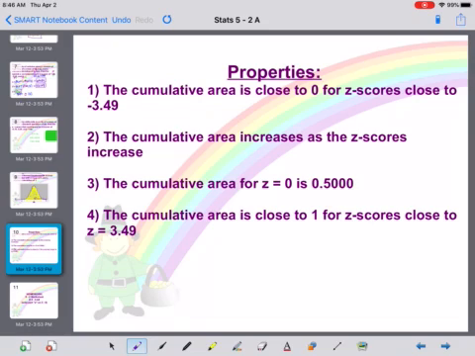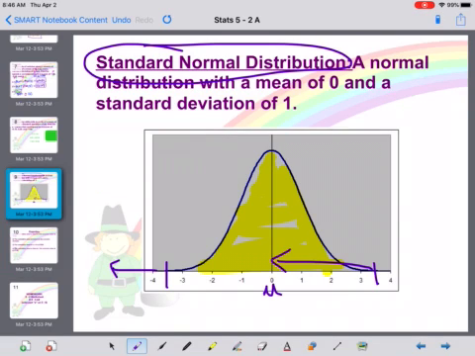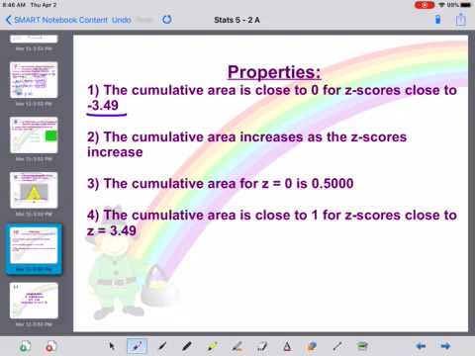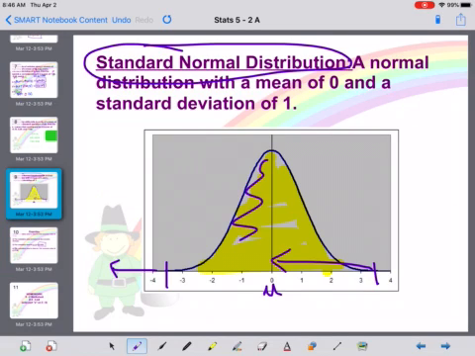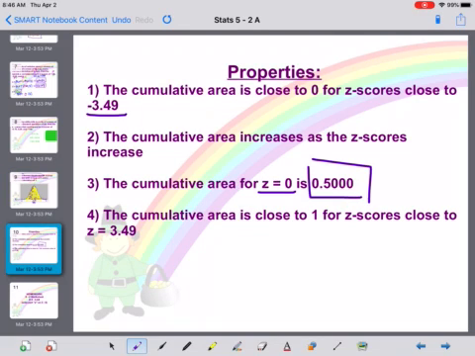Okay, the cumulative area is 0 for negative 3.49 because there isn't anything to the left of that. The area gets bigger as your z-score increases because you're moving further to the right and leaving more area to your left. When you're at 0, that's in the middle, so your area is 50%. Half of your stuff is below that. Okay, so this is 50% because you're already at 0 in the middle. So then when you're at about 3.5, your area is 1. Okay, so we'll talk about that more later, but that's just kind of an introduction to what we're going to be doing.